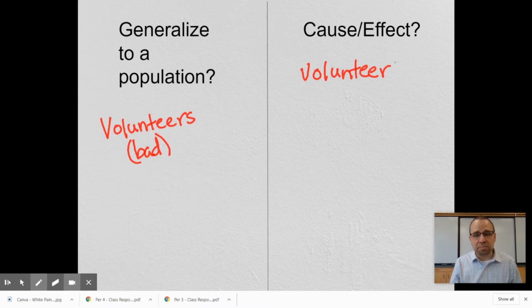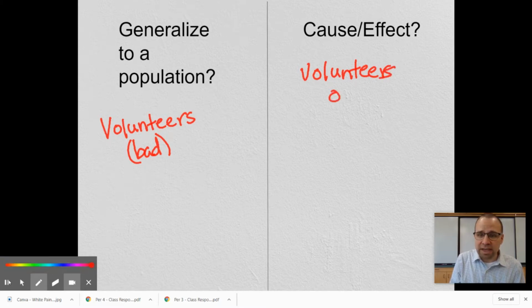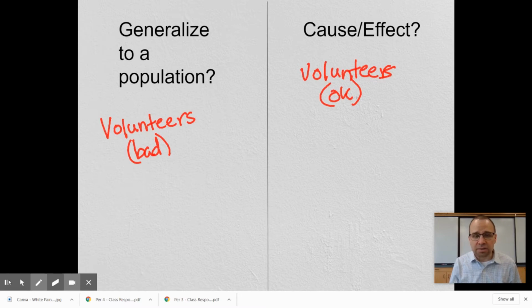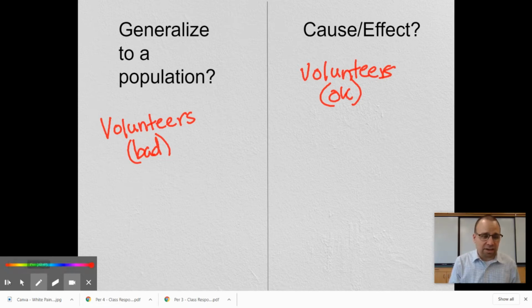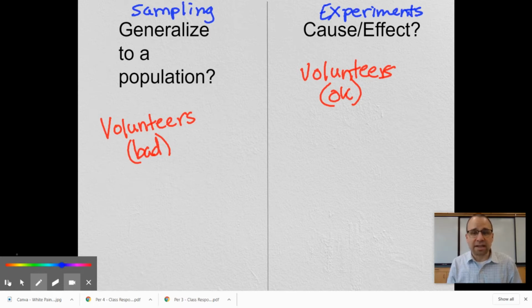It's usually people in a medical study who have high cholesterol or high blood pressure, and they're trying out a new drug. You can't randomly sample from the population. You usually get volunteers, and that's okay. That's okay, because we're not trying to generalize to a population in an experiment, okay? So the left-hand side here is sampling, and the right-hand side is experiments.